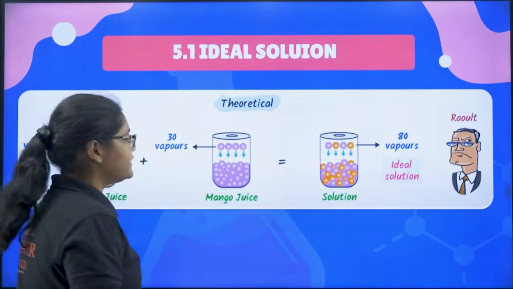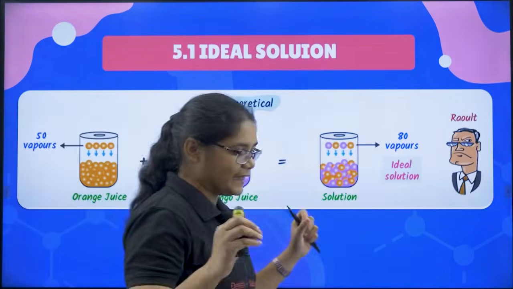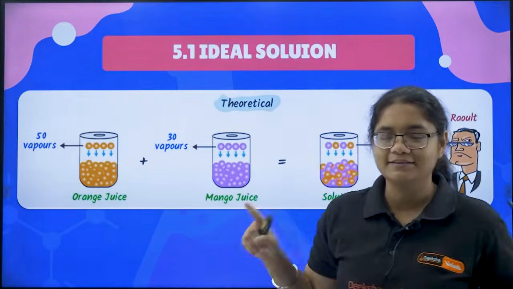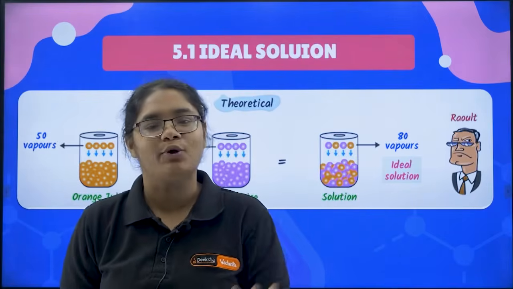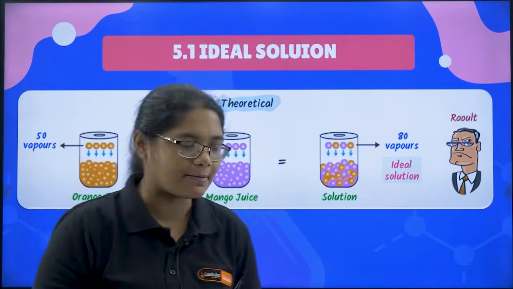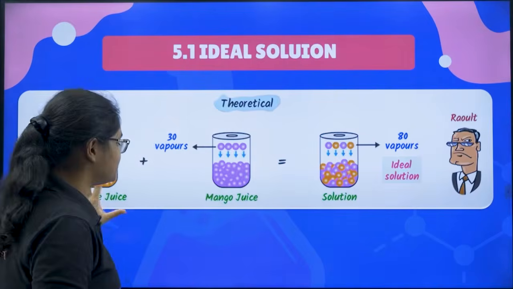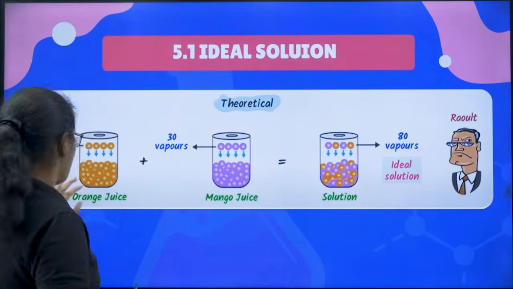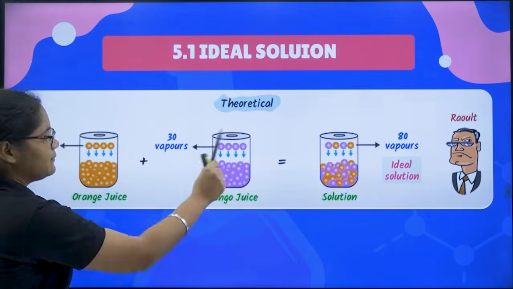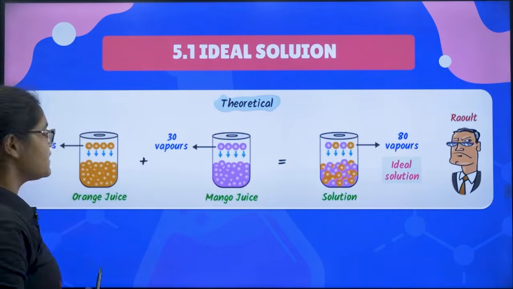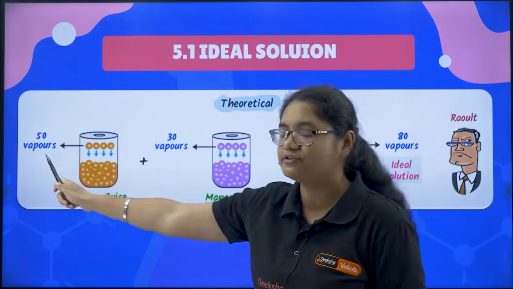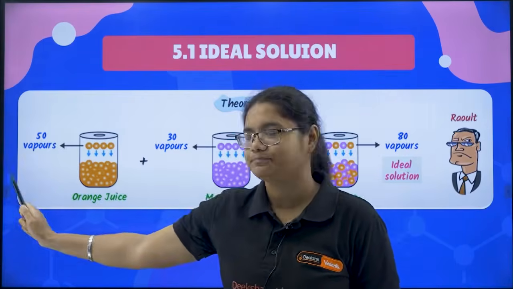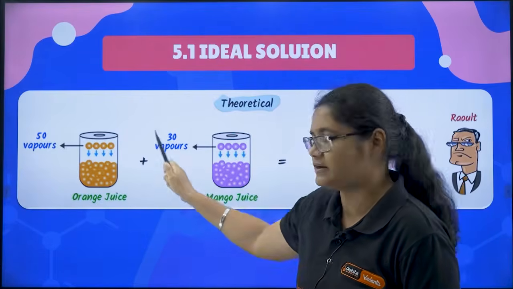So first of all, ideal solution. Before understanding anything, I can assure you that this is going to be the simplest explanation that you can have for ideal and non-ideal solutions. Let's take this example. Suppose you have orange juice and mango juice, each in a closed container. Orange juice is creating 50 vapors. Then mango juice is there, 30 vapors.